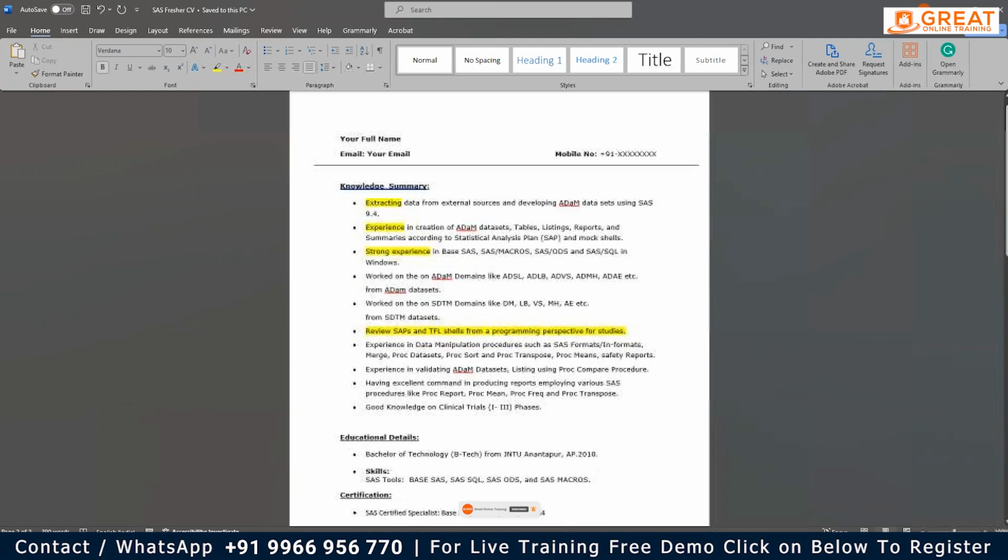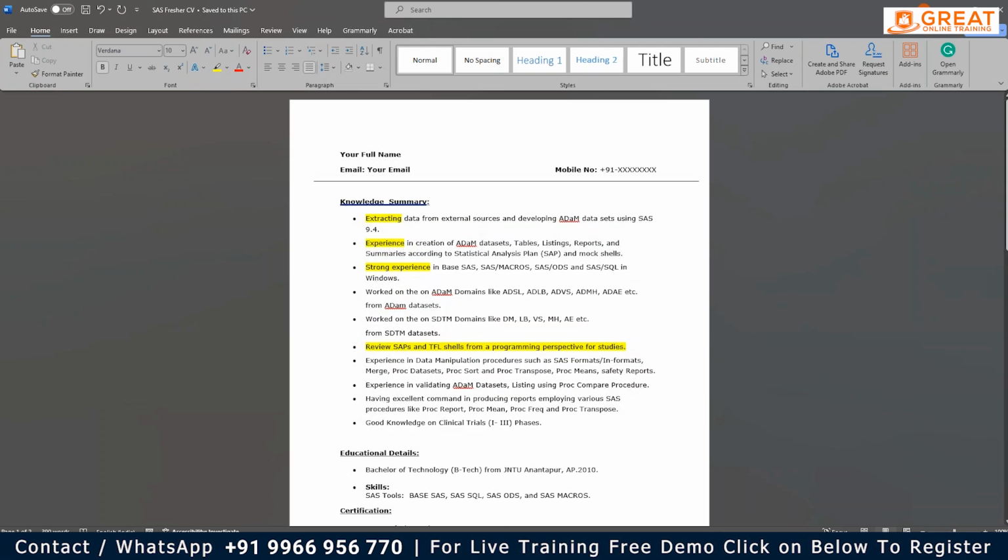Sir, how much salary will it be? Freshers in India are given up to 4 lakhs or 5 lakhs. For experienced, up to 6 lakhs, 6.5 we can ask. That's not an issue. With 1 year of experience in your CV, you can ask.